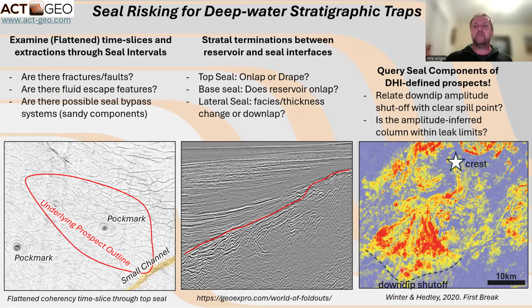And is that column height within reasonable range of what I would expect column heights to be for my fluid type and my seal type in this sort of system? So again, you can very quickly discount a lot of prospects that are based on amplitude because they just have column heights that are unrealistic for typical capillary seal capacities, particularly when you're dealing with hydrocarbon vapors. So use that to query it. So those are the three things I would always do for seal evaluation for stratigraphic traps.